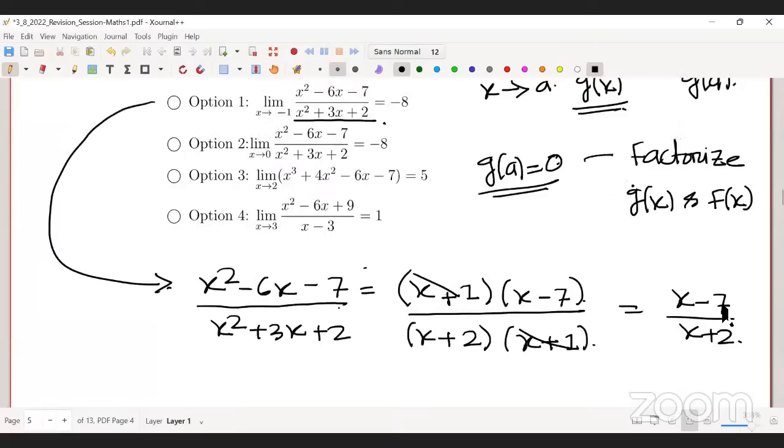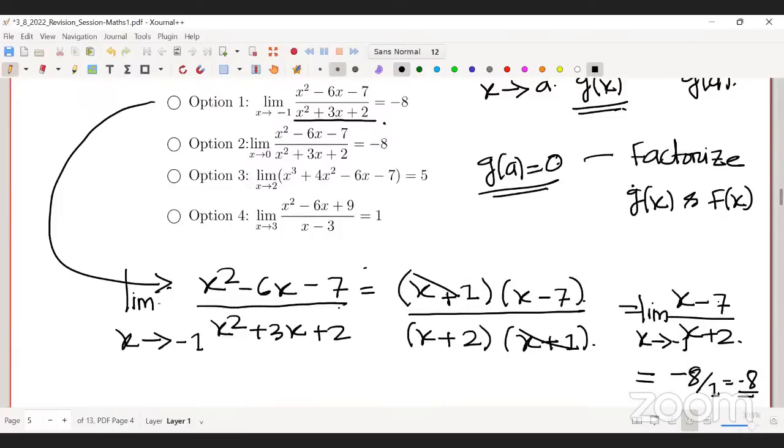The limit as x tends to minus 1 is the limit of this expression. Now you can see that the function in the denominator is not 0 at x equal to minus 1. So this is precisely minus 8 by 1, which is minus 8.